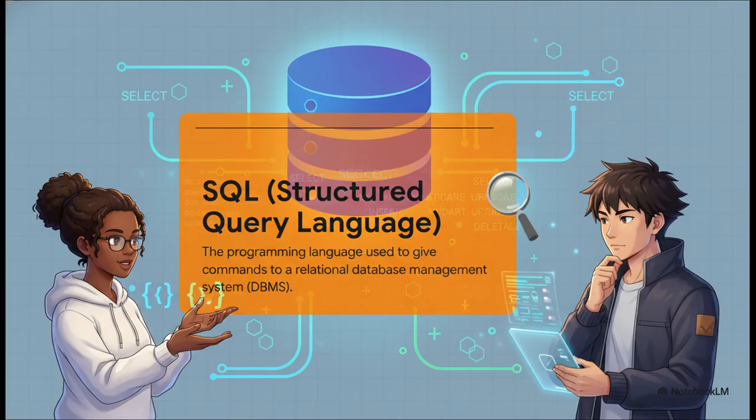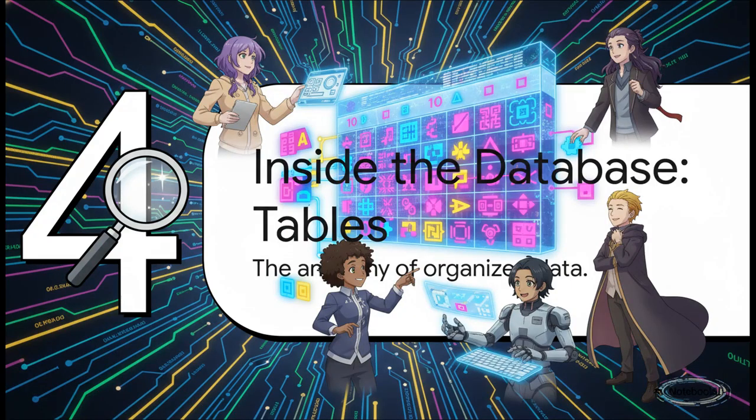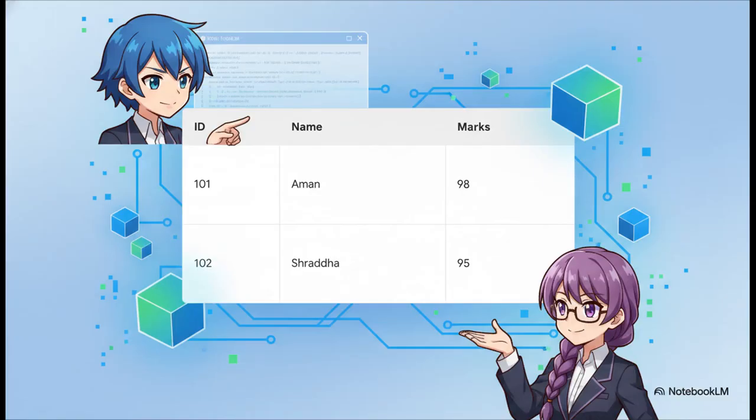All right, let's zoom in a bit and look at the most fundamental building block of a relational database. It's the table. This is where all the real magic of organization happens. So here's a super simple example, a student table. You can see the structure right away, can't you? We've got these very specific columns for a student's ID, their name, and their marks. It's clean, it's logical, and it just makes sense.